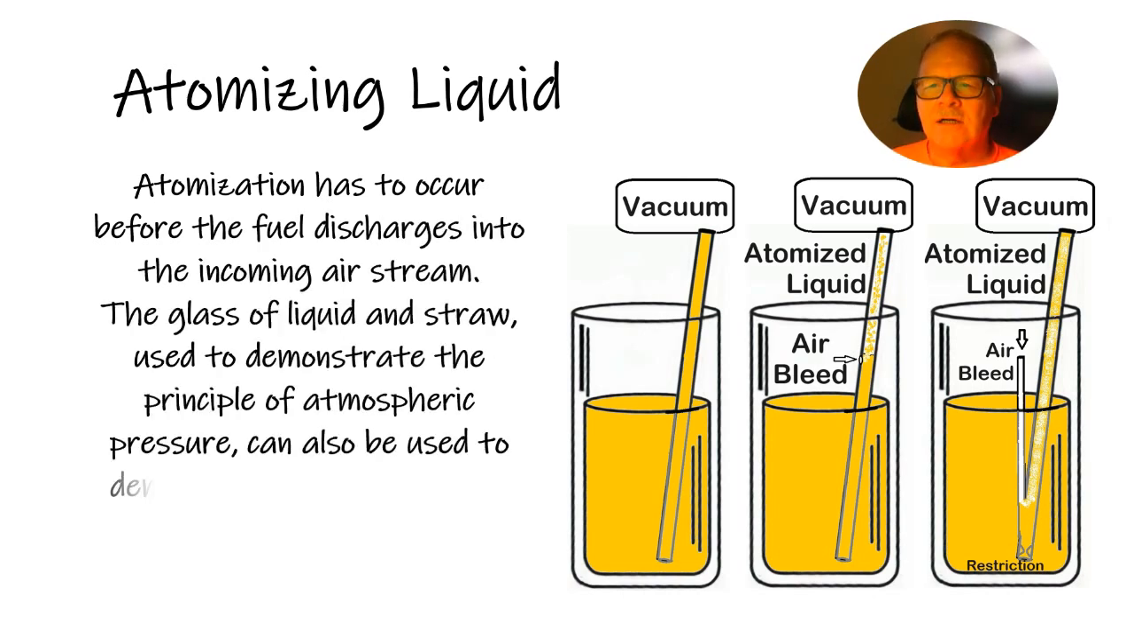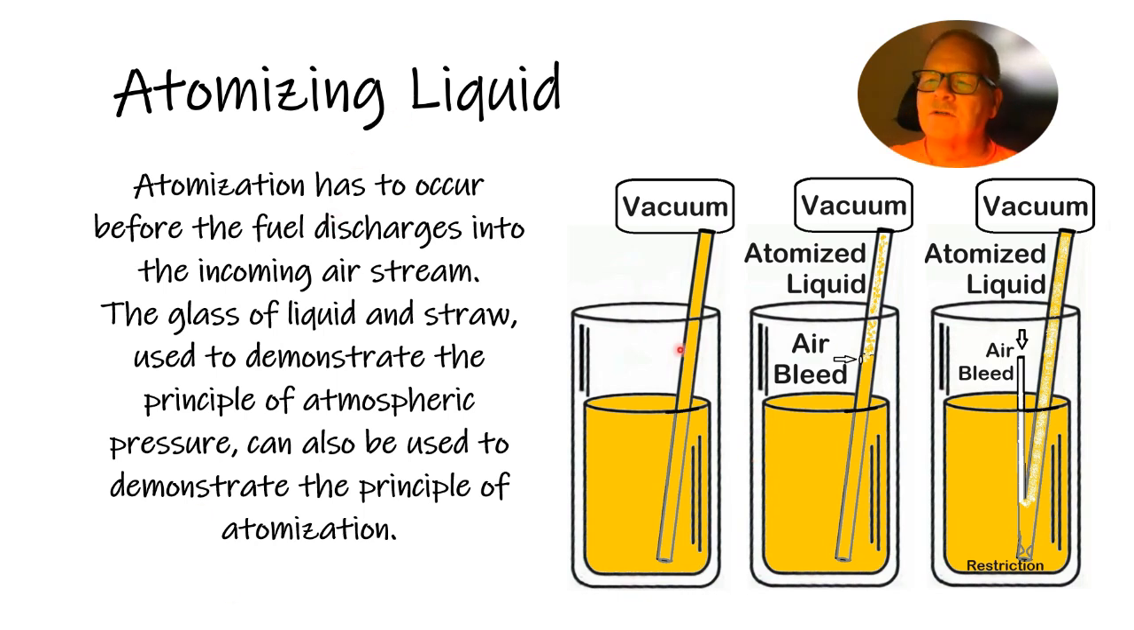Atomization has got to occur before the fuel discharges into the airstream. If you use a glass of liquid and a straw, you can demonstrate that principle of atmospheric pressure. If you just have vacuum, you're going to get pure liquid, and you've had this happen before when you made a little crack in your straw because it got kinked or something. You pull this, you get straight liquid. If you have an air hole in the straw, you try to drink it, but air is going to mix in right here and go up. Sometimes you'll have an air bleed where it's letting air come in from here, and if you've got a restriction at the bottom of the straw, you're basically going to get air bubbles, atomization, coming all the way up.